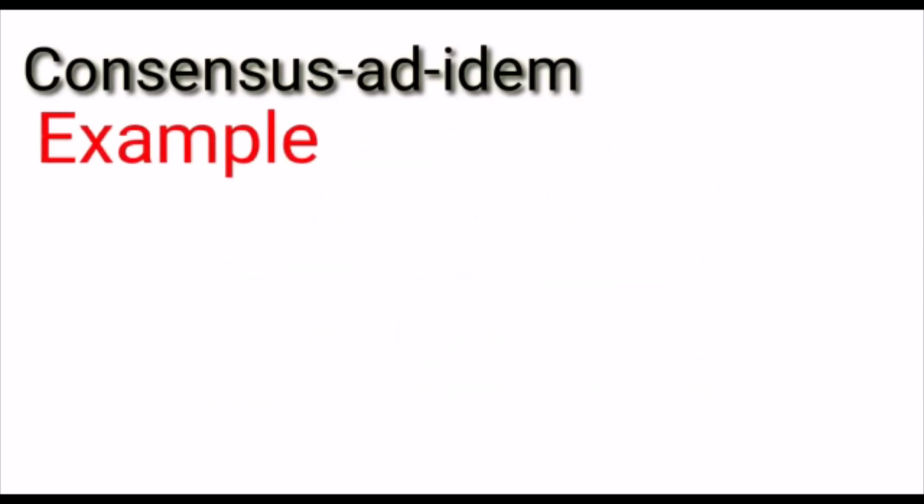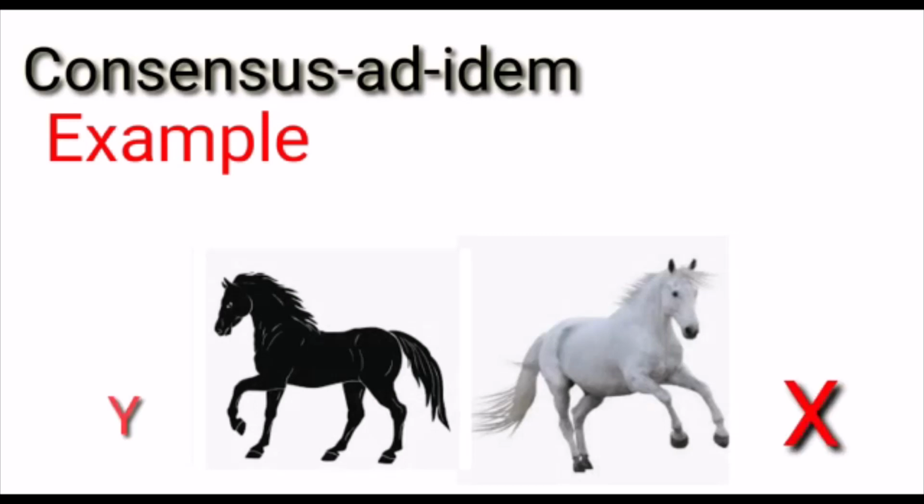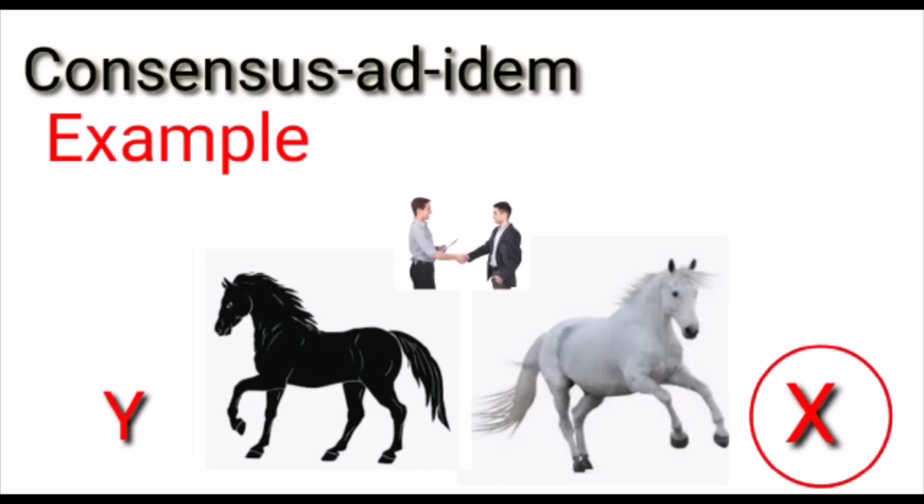Example: A has two horses, namely X and Y. A offers to sell X to B. B accepts thinking that it is Y. Here, there is no identity of minds and hence it is not enforceable.